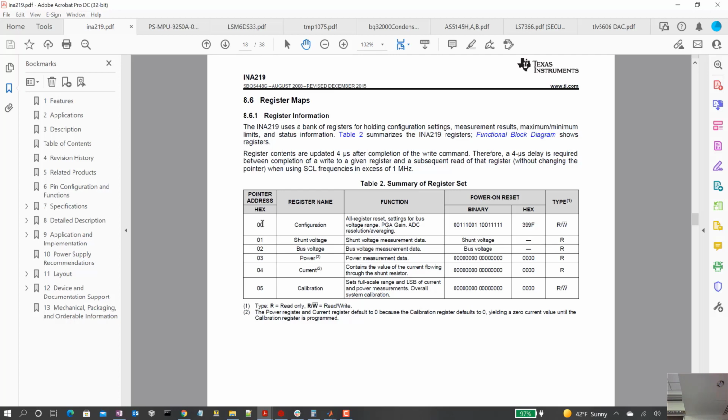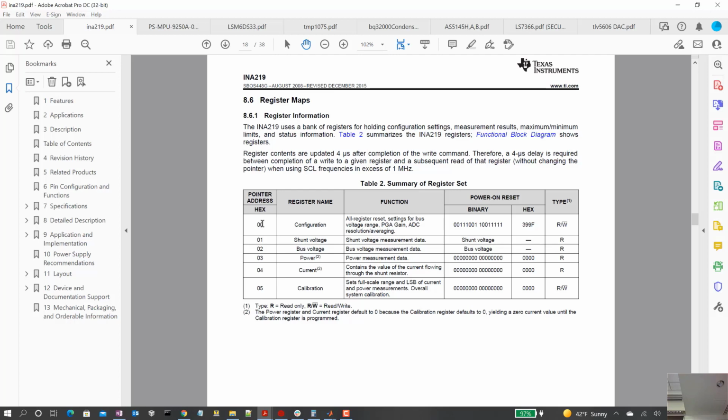Shunt voltage, don't know what that is exactly. Bus voltage. Bus voltage measurement data, so some measurement that it takes. And then it's got a power value, a current value, and a calibration register. Great. So there's only 6 registers out there, right? 0 through 5. Oh, and interesting too, these 4 are only readable.